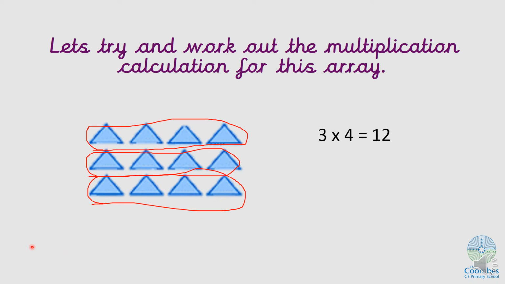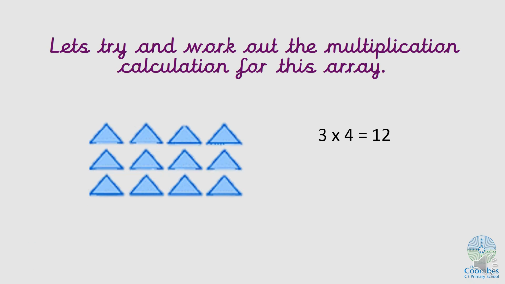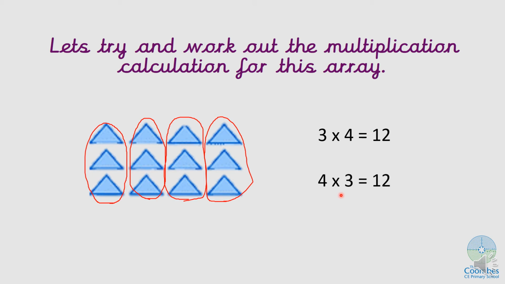Right, now let's do it the other way. What's our calculation going to be this time? It's always going to be 12 because that's how many we've got. One group, 2 groups, 3 groups, 4 groups. We've got 4 groups of 1, 2, 3 equals the same answer. It's going to equal 12. So we should have 4 groups of 3 equals 12. Well done.